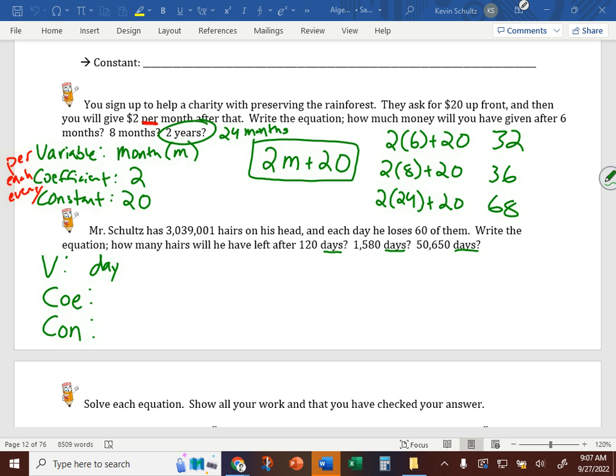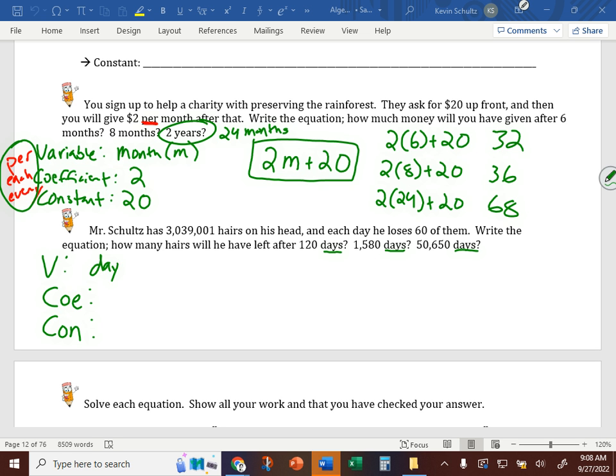Coefficients. What's affecting the variable? What's attached to the variable? What happens each day that passes, Fultinsky? The amount of hairs. Yes, the amount of hairs. And so what would represent the coefficient? And be careful here. This is why word problems can be tricky. This example right here. What number would represent the coefficient? 3 million. So look for those words per, each, or every. Remember, that kind of clues you into the coefficient.